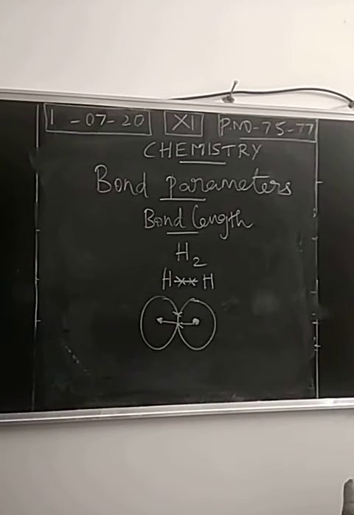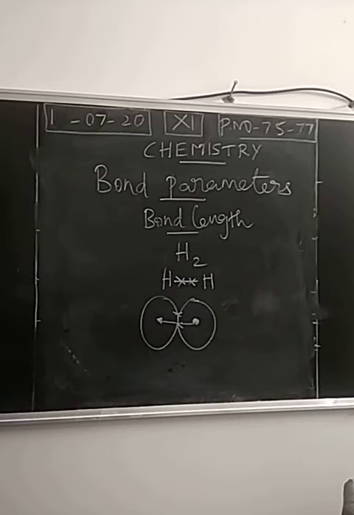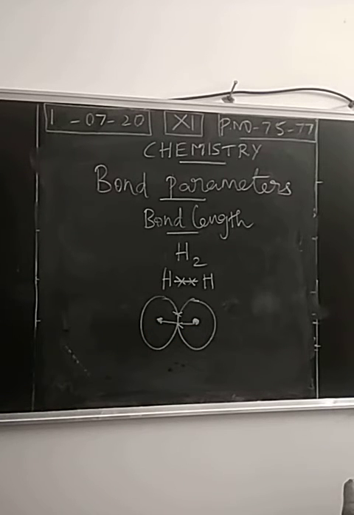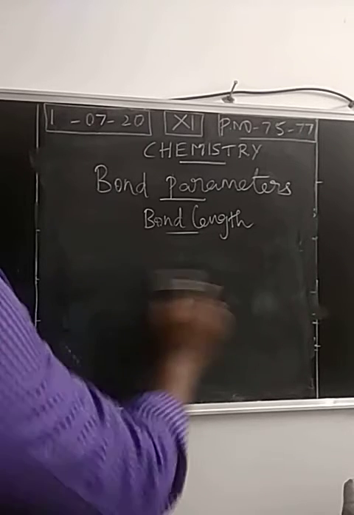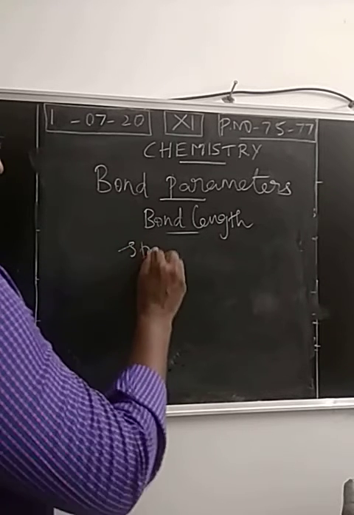Bond length is nothing but the distance between the 2 nuclei. It's called internuclear distance. So in a covalent molecule, the distance between the centers of the nuclei of 2 atoms is called what? Bond length. Right? So this is the definition. Bond length is the internuclear distance. Next, one more question. How will you calculate bond length? Using spectroscopic techniques.